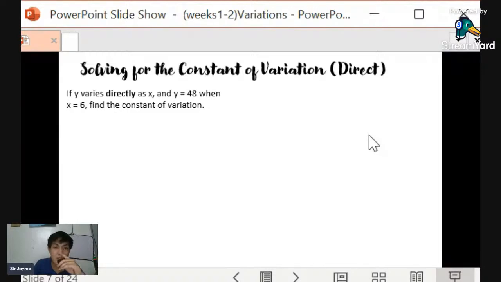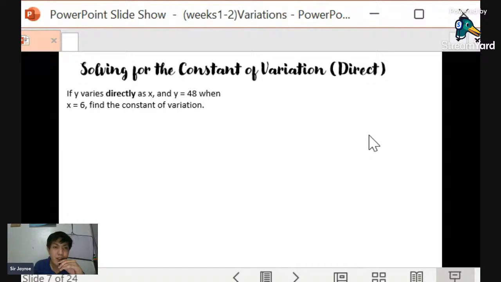So that is the first thing you have to do. Identify what kind of variation. And this is a direct variation, obviously. So the second one, when you are done identifying the kind of variation, write the equation. Okay? Isulat nyo na equation kasi kapag may equation kayo, dun mag-start ang ating solving. So without the equation, you cannot solve. Kasi wala naman kayong gagamitin.